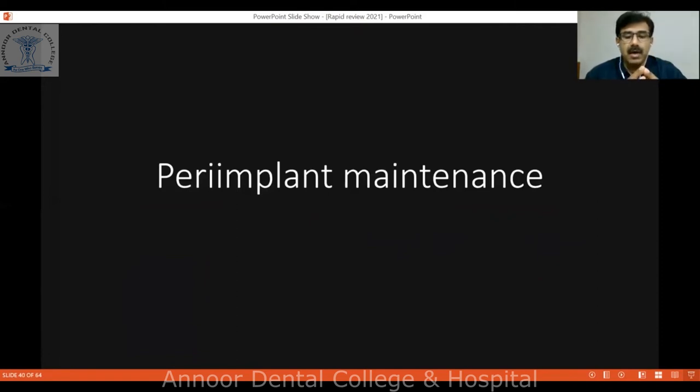Now we have discussed how to diagnose a case of peri-implantitis. What is the etiology behind it? What are the risk factors associated with it? Now, when you place an implant in a patient, you should always advise the patient for proper maintenance. After doing your scaling, you advise good oral hygiene measures to the patient. After surgery, you give a lot of instructions and recall the patient. Similarly, after implant placement also, you should give proper instructions and you should have a maintenance protocol. That's what we are going to discuss now.